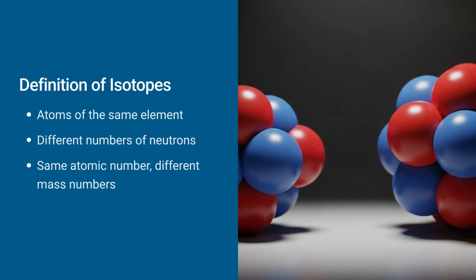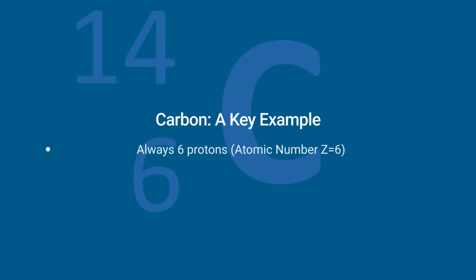At their core, isotopes are defined as atoms of the same element that possess a different number of neutrons. This means they share the identical atomic number, as the proton count remains constant, but they will have different mass numbers because the total count of protons and neutrons has changed. Let's use carbon as a prime example to illustrate isotopes. Carbon, by definition, always has 6 protons. This is its atomic number, which uniquely identifies it as carbon. Now, let's look at how its neutron count can vary.